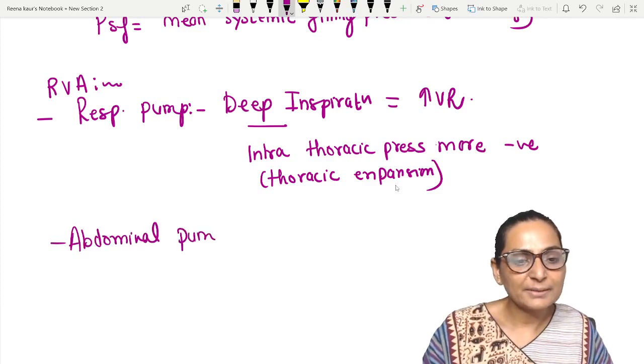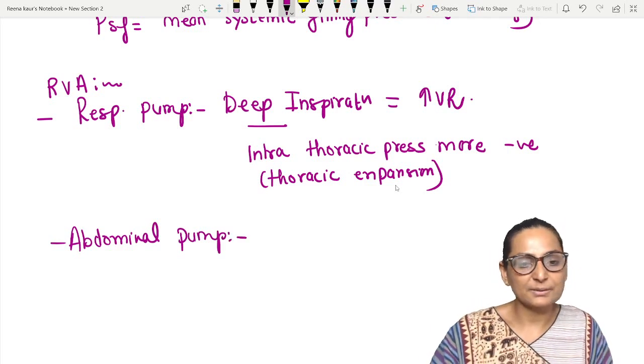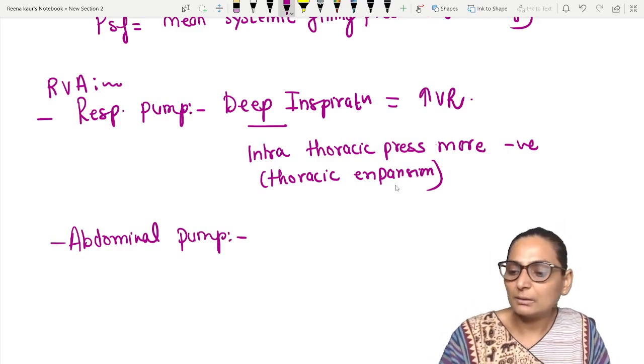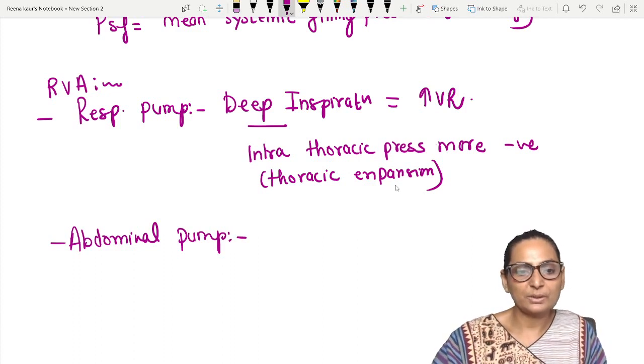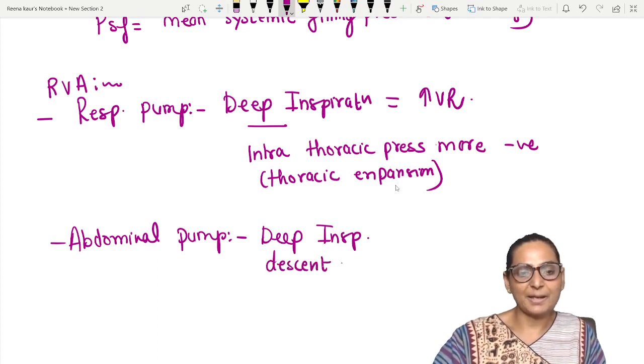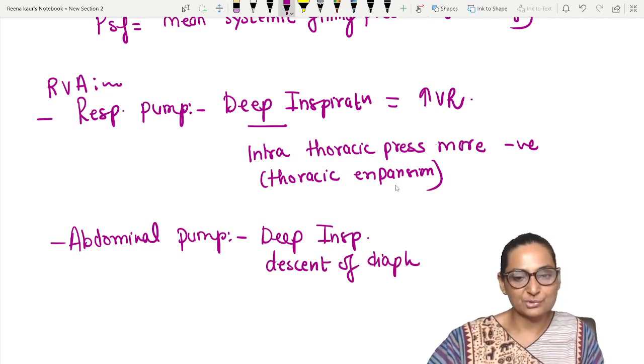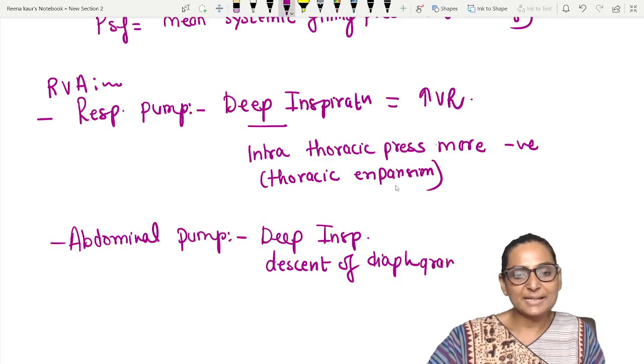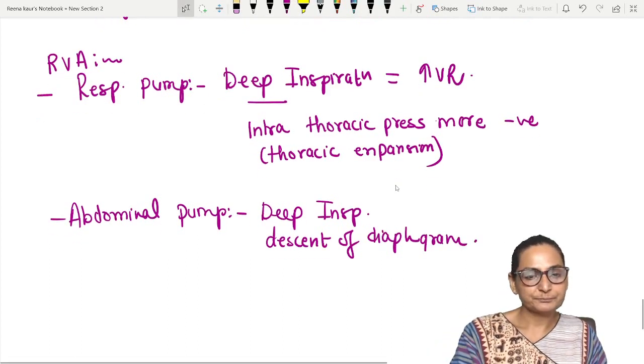What is this abdominal pump? Again, consider when the person is taking a deep inspiration. When the person is taking a deep inspiration, there is going to be descent of the diaphragm. What is the diaphragm? It is the main muscle of inspiration. So there is a descent of the diaphragm.